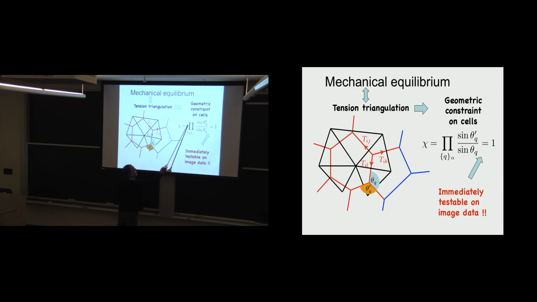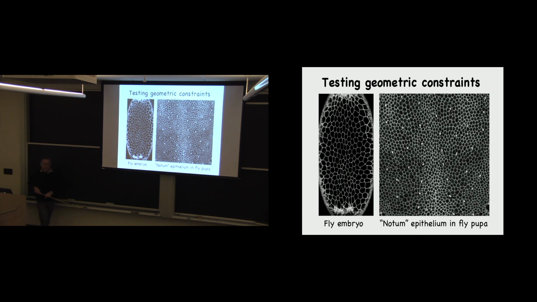The fact that there is this geometric constraint is a consequence of a local mechanical equilibrium dominated by the assumption that stresses live on the boundaries of cells, right? And it gives us something to test. It gives us one number to test per cell. And there are lots of cells. So we can start looking at different tissues.